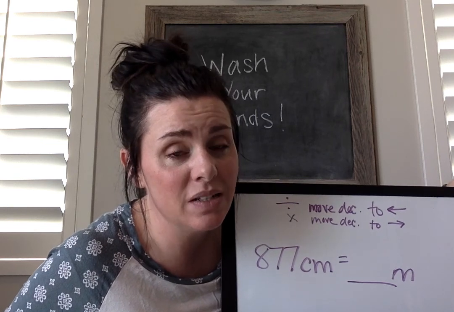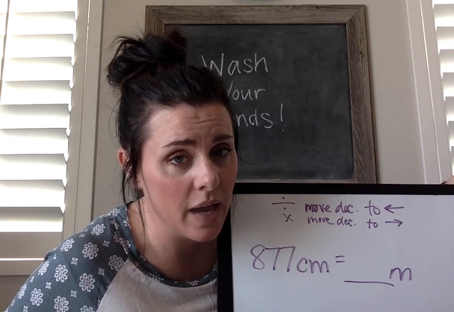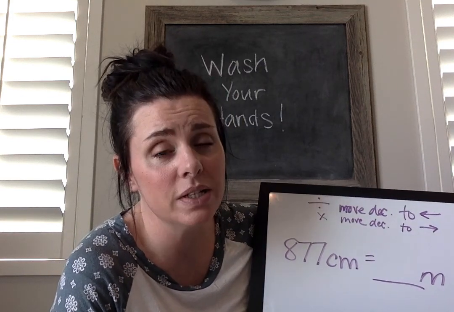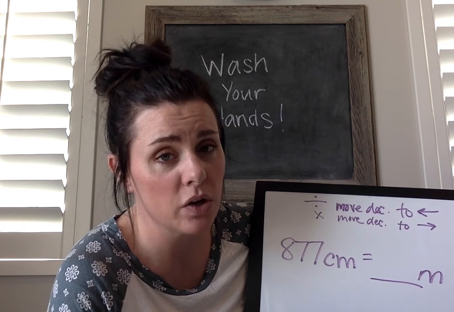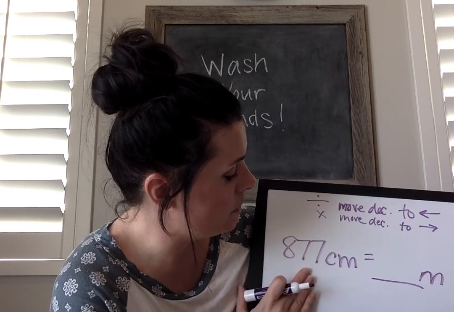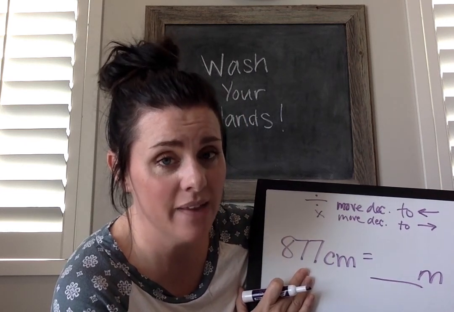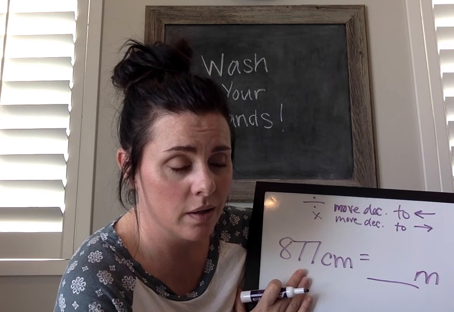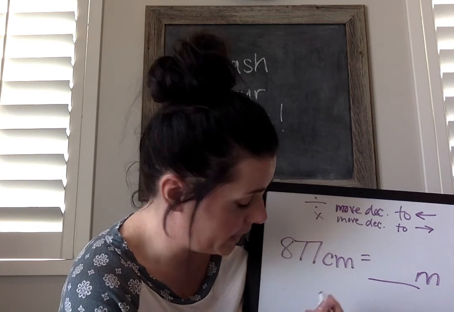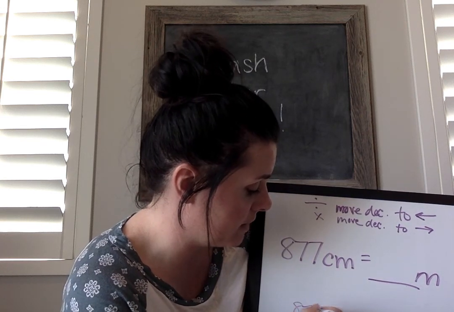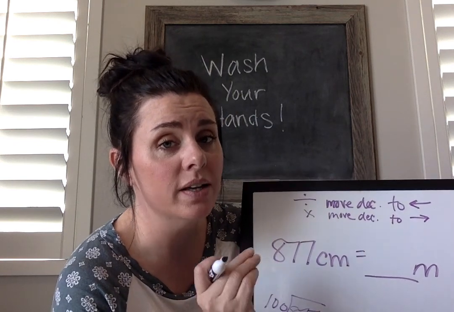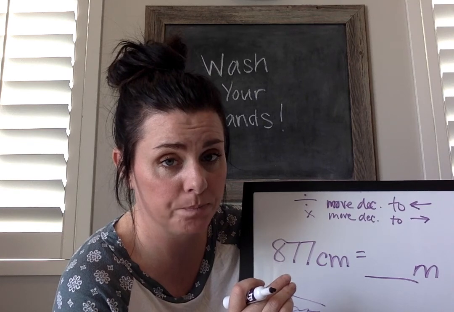So I'm actually going to be dividing, okay? We're going that way on our chart, and there's 100 centimeters in a meter, so I need to divide by 100. So here, right here, I have 877. If I divide that by 100, then that will tell me how many meters. Now I can do 877 divided by 100. I can do that, or I can just move my decimal point.